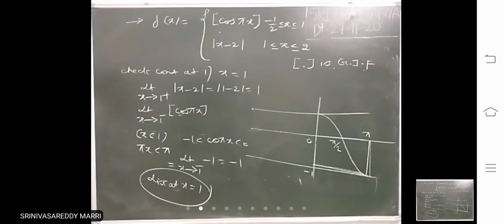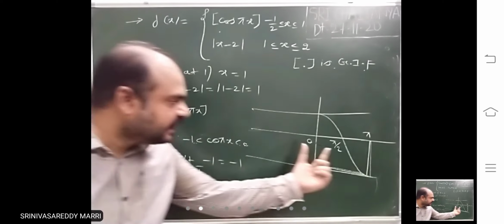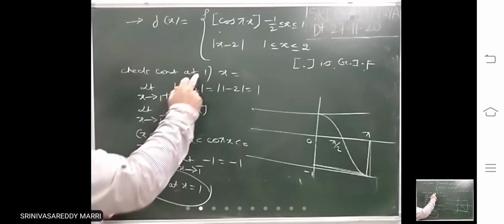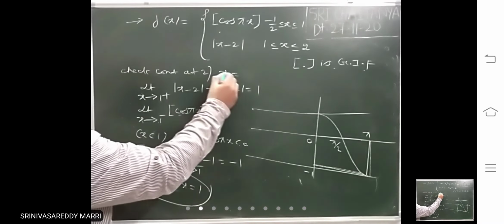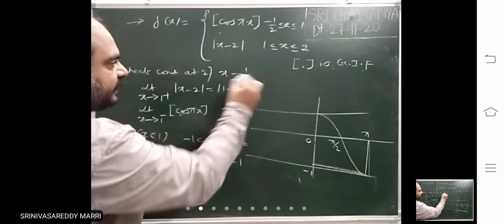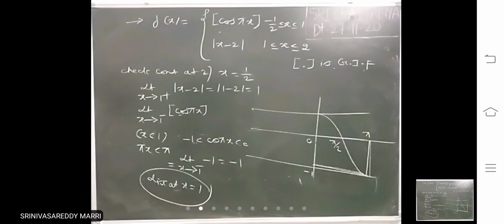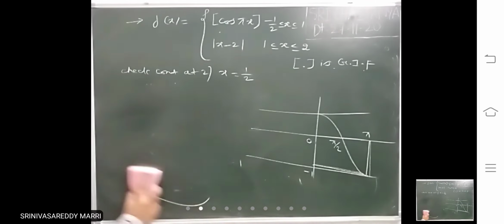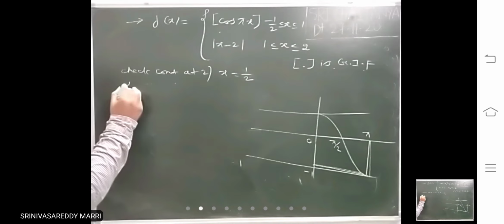Simple. When a trigonometric function is there, approach it with the graph. If the angle is like this, you can easily find out where the cos value is. Suppose look at the next one. Suppose at x equal to 1 by 2, we have to check. The second question is, suppose the same function at 1 by 2. I want to check at 1 by 2. Now I am calculating the right limit.